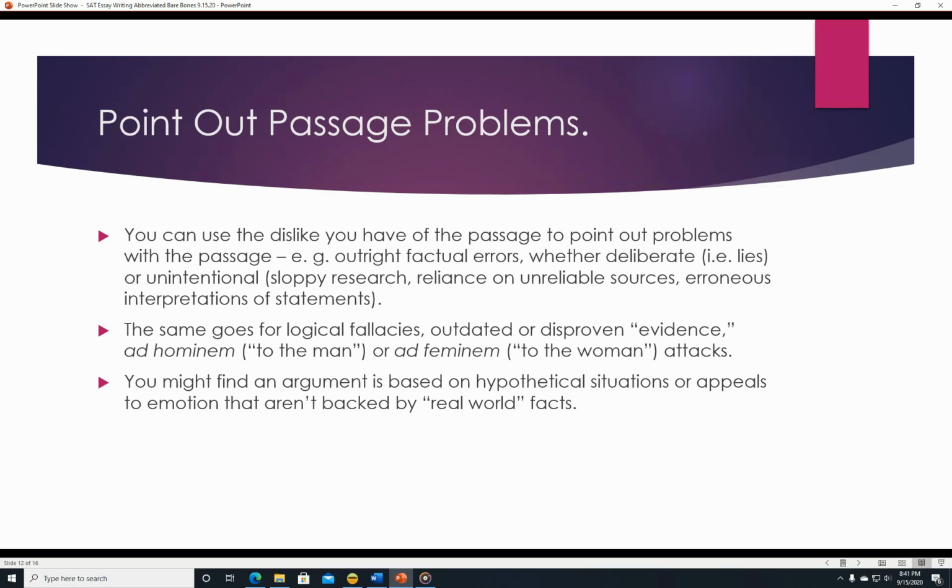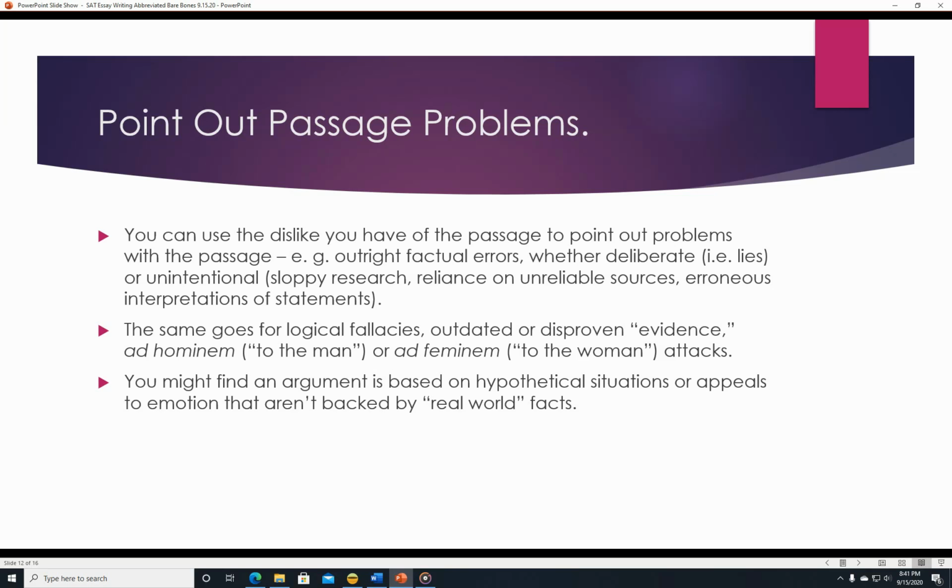All right, sloppy research. If you rely on something that's been disproven, or it's one experiment of 1,000 that came out with that result, that's not great. Reliance on unreliable sources. Hey, we all know of certain news outlets that like to distort the facts. You can figure out which ones are unreliable and which ones are reliable. The same goes for logical fallacies, outdated or disproven evidence.